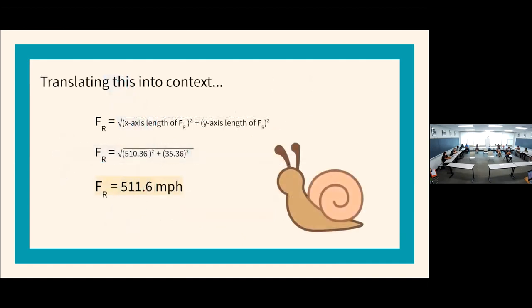In order to do that, we use this equation. We just use the values from our F sub r component form of the vector, and we get 511.6 miles per hour as the new speed of the plane. This is relevant because it shows that the plane actually sped up once it hit the wind.